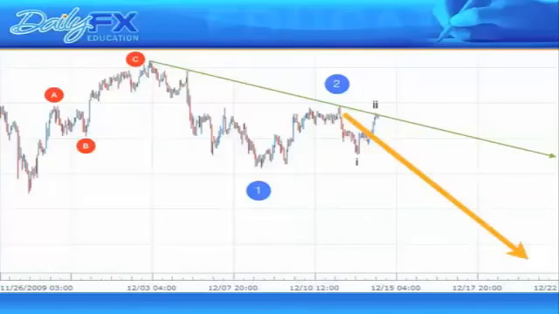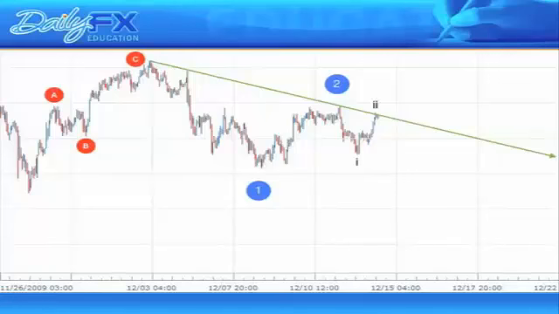I decided to be conservative and not get in here, and by doing so it appears that subwaves 1 and 2 of the larger wave 3 move down have formed. So if I decide to go short now, I'm actually going short at the beginning of two wave 3s.